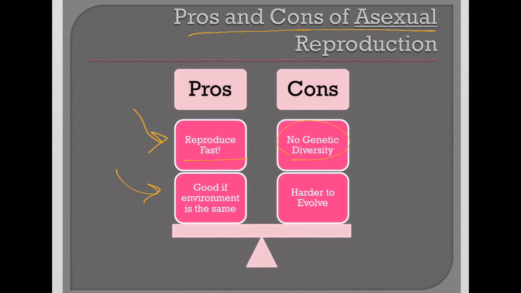Cons, there's not a lot of genetic diversity. If all the offspring are identical, right, if your offspring are identical to you and then their offspring are identical to them, etc., you're not getting very diverse. You have to sort of hope for a mutation to get any diversity. And even then, not all mutations will be good for you. And of course, given that, it is harder to evolve with no options, okay, where everybody's just the same. So those are the pros and cons of asexual reproduction.